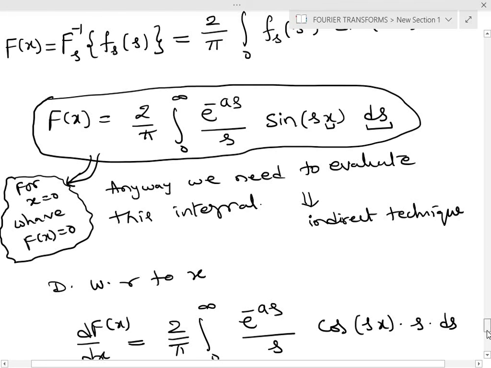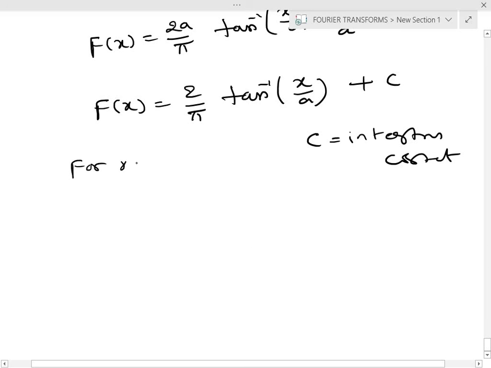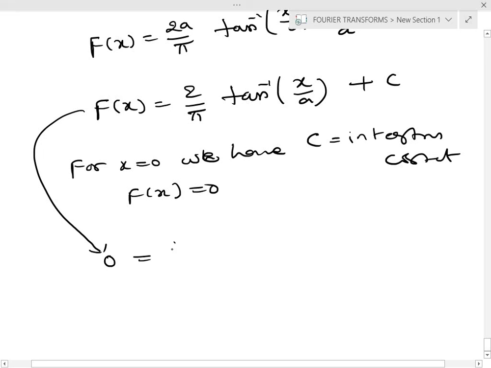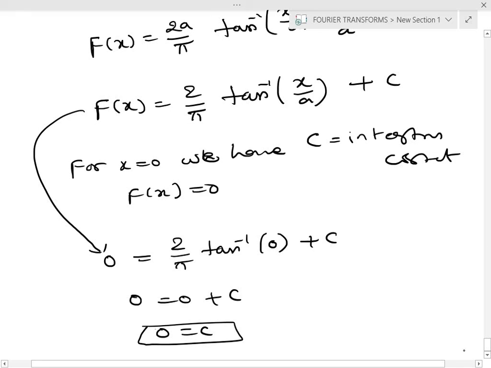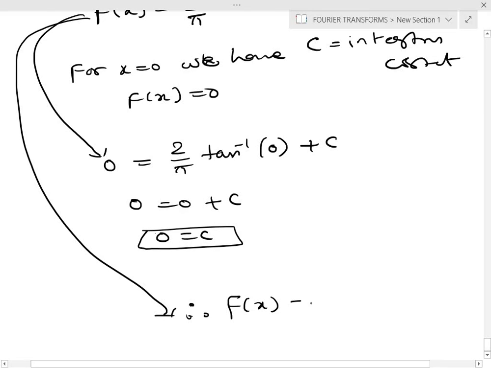The same idea we use here. For x is equal to 0, we have f of x is equal to 0. So from here, 0 is equal to 2 by pi into tan inverse of 0 plus c. That is 0 plus c, so c is equal to 0. We got the value of c. Therefore f of x will be equal to 2 by pi into tan inverse of x by a.